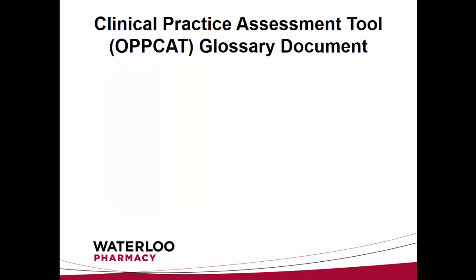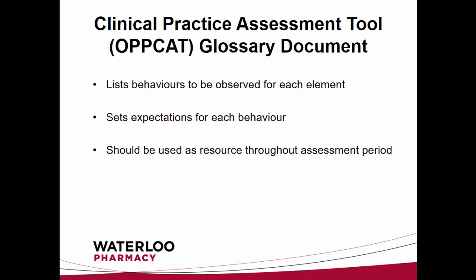In the assessment materials provided to you, there is a clinical practice assessment tool, OPPCAT, glossary document. This document lists the behaviors that should be observed for each element, sets the performance expectations for each behavior, and provides key definitions. You should review this document before starting an assessment period and when completing the assessment tool. It is also helpful to refer back to this document during the assessment to ensure that the student will have opportunities to address all of the elements for the preceptor to observe.